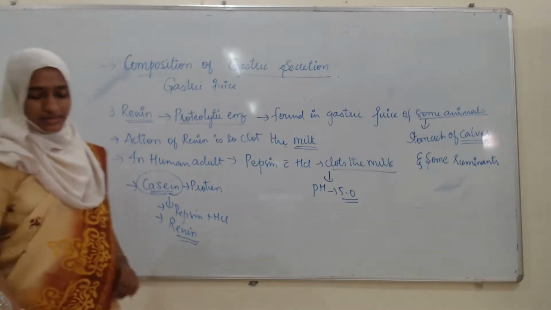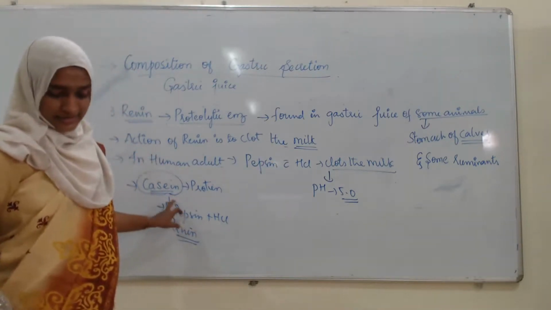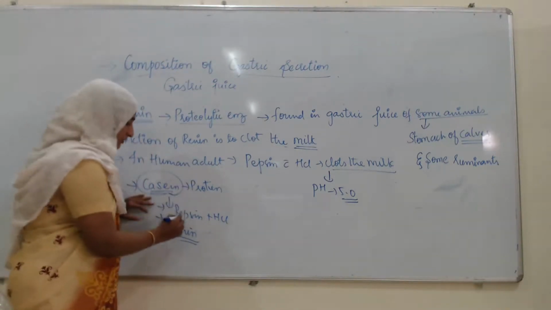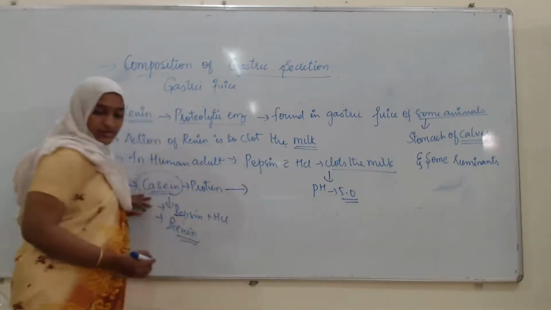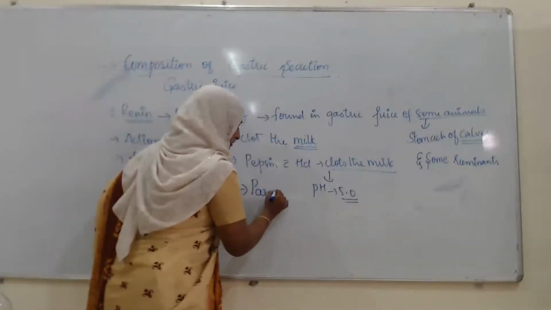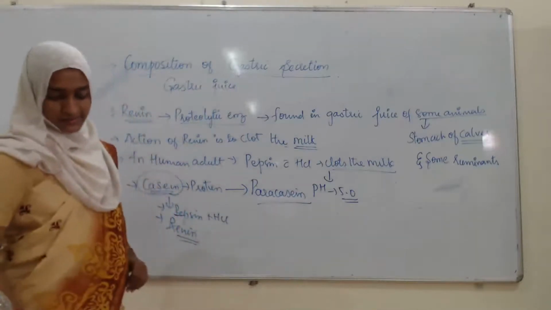Next, renin acts on the milk protein, that is casein. Under the action of pepsin or renin, this casein gets converted into paracasein. Which form? That is the paracasein.